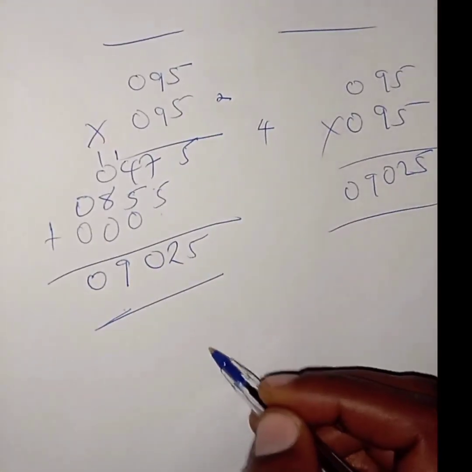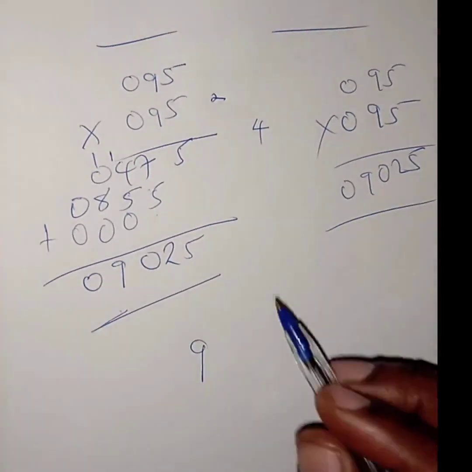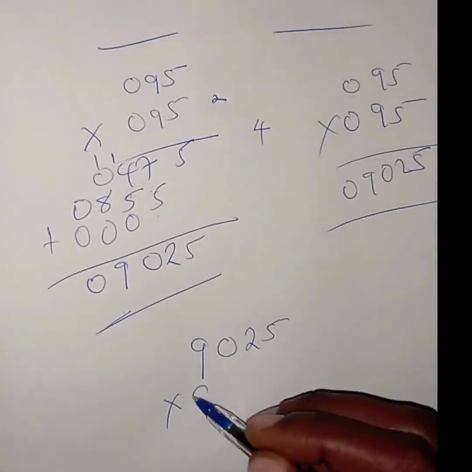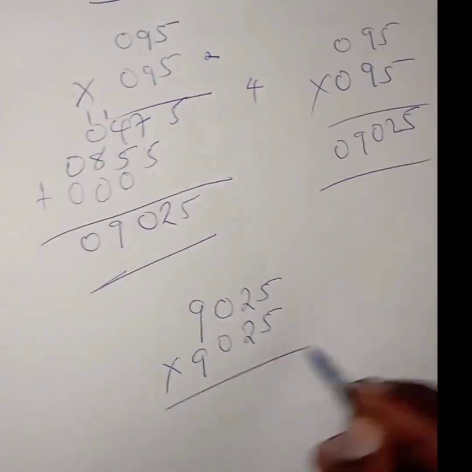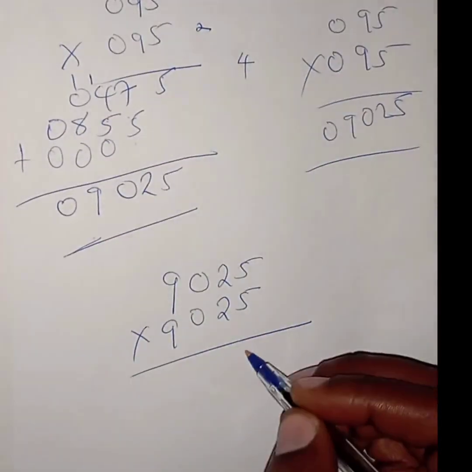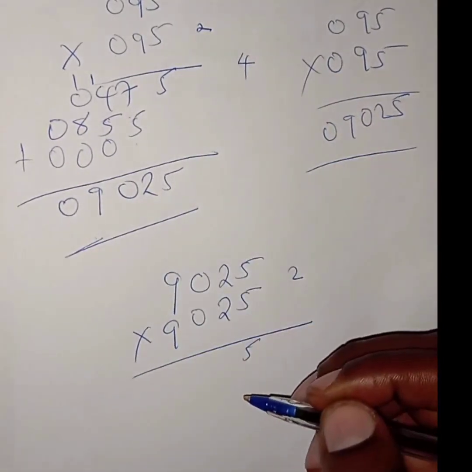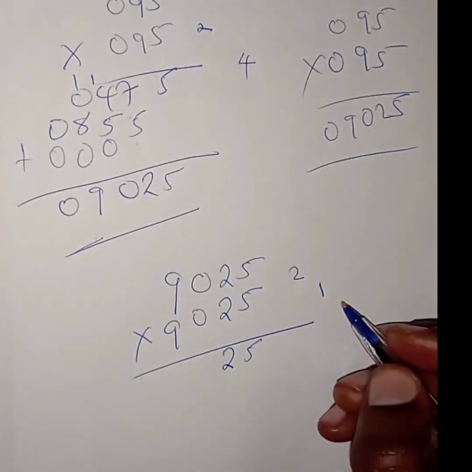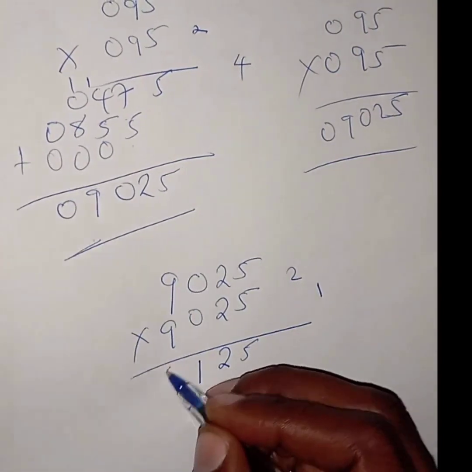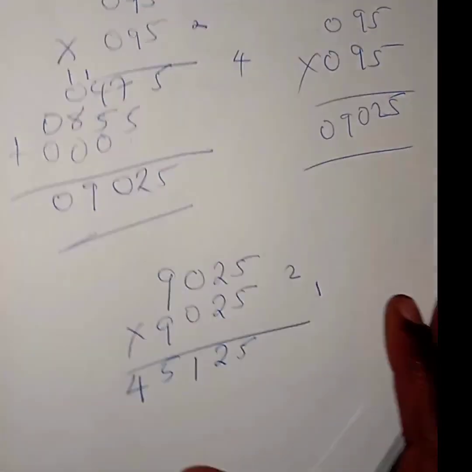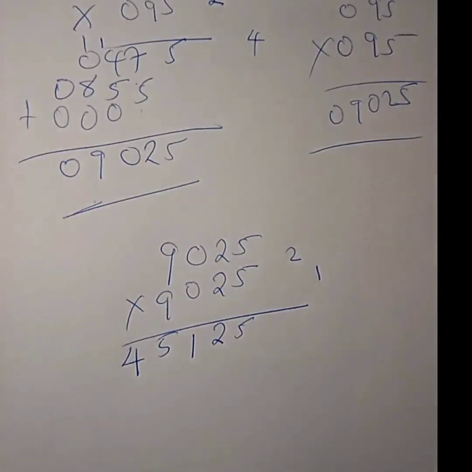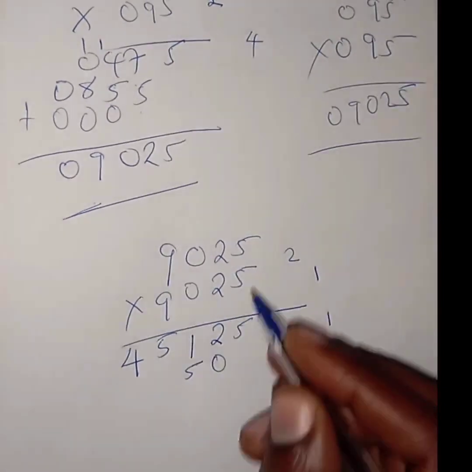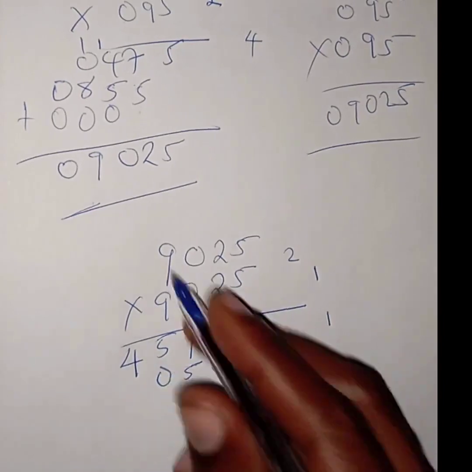Now these two, we need to multiply them as well. This time around, we won't include the 0 because it doesn't make a difference. So you have 9025 times another 9025. Let's do it. 5 times 5, 25, 5 carry 2. 5 times 2, 10, plus 2, 12, 2 carry 1. 5 times 0, 0, plus 1, 1. 5 times 9, 45. You go for 2 now. 2 times 5, that is 10, 0 carry 1. 2 times 2, 4, plus 1, 5. 2 times 0, 0. 2 times 9, 18.